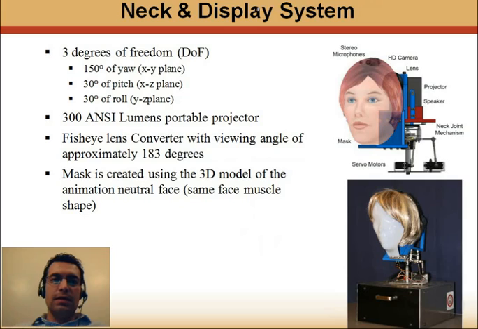Our developed system consists of a 3-degree-of-freedom neck system. The animation is projected by a 300 ANSI lumens projector and a fisheye lens that can save projector distance and create a compact head. The mask is also created using the 3D model of the animation, so basically we have the same muscle shape of the face as the animation. We also use a wig to make it more aesthetically pleasing.